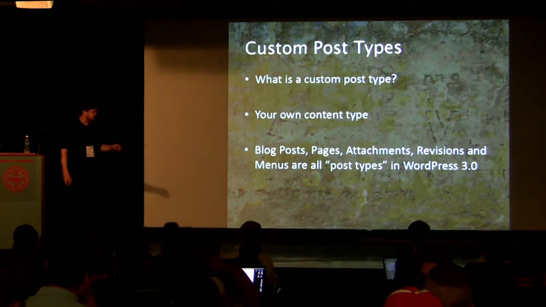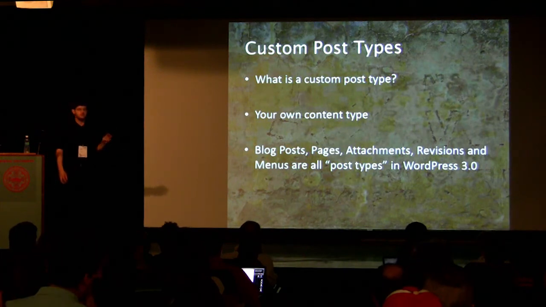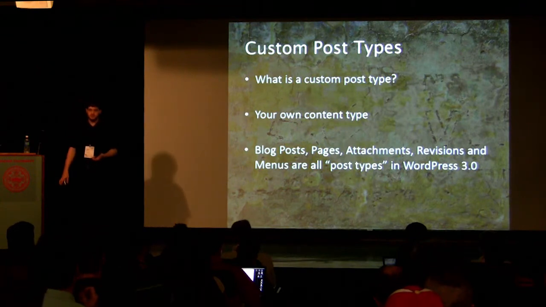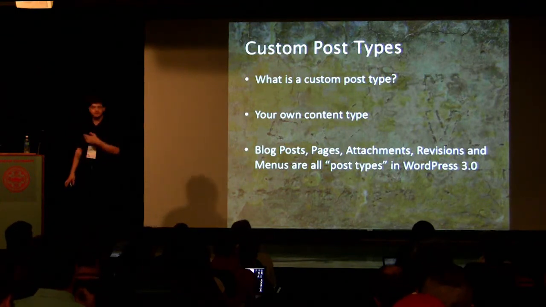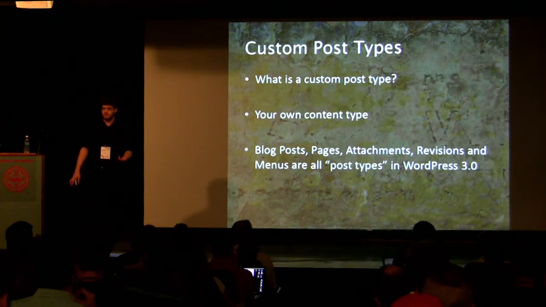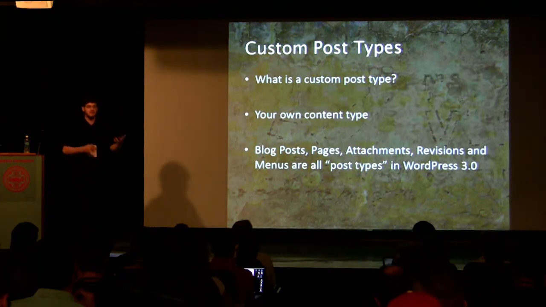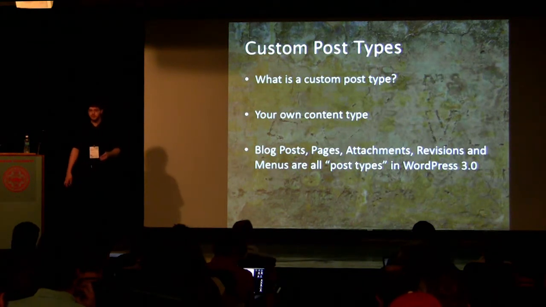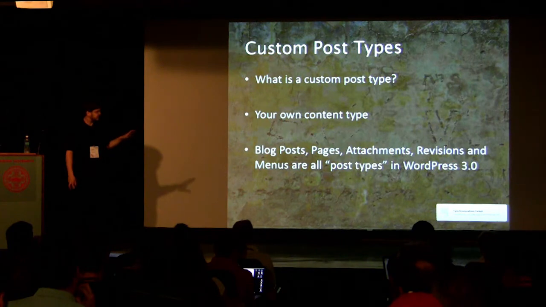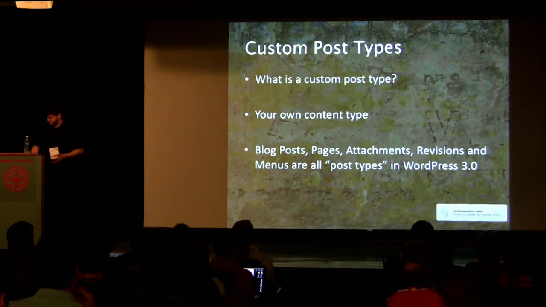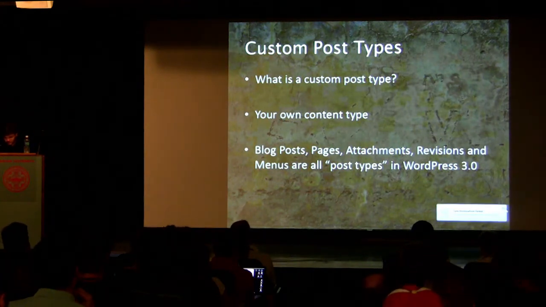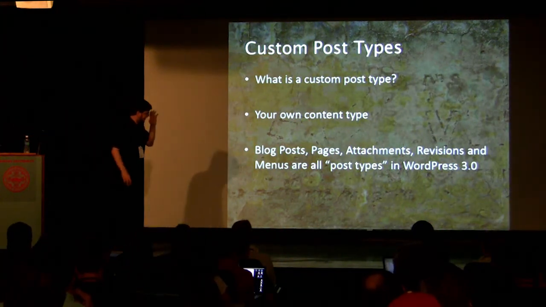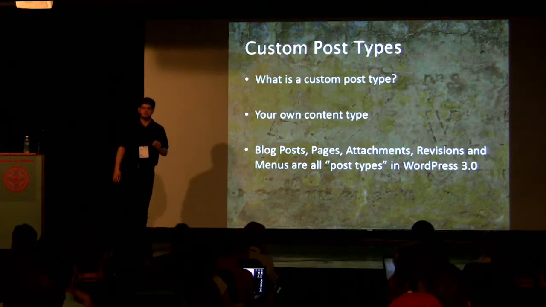WordPress has a number of them built in. Blog posts, pages, attachments, revisions, and menus are actually all considered post types within WordPress. As you know, if you've used the system at all, these work in very different ways. Nav menus are called via a particular function that you embed in your header or your footer that's called across the site. Attachments can be tied into a particular post or referenced more generally. These all have a particular set of uses and functions that make them very, very custom tailored to a particular use.